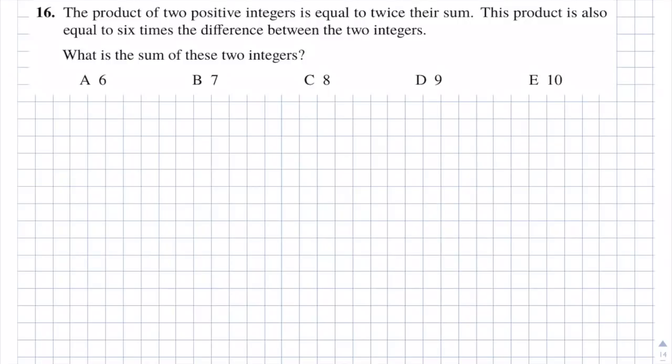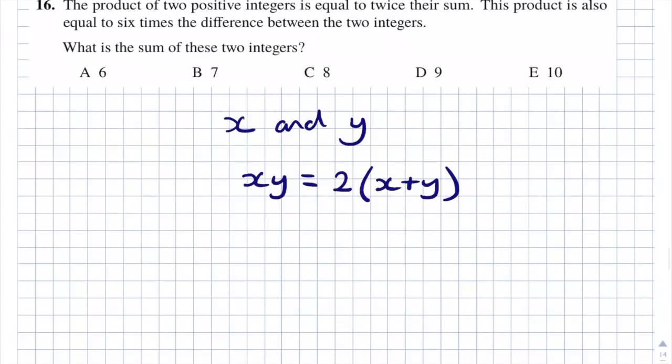Okay, so what we can do is we can represent the two positive integers with the letters x and y. Okay, and the first thing we're told is that the product of the two positive integers is equal to twice their sum. So the product is multiplying x and y together. So we say xy is equal to twice their sum. So that's saying 2 multiplied by their sum, which is x plus y. Okay, so we can say this is our first equation.